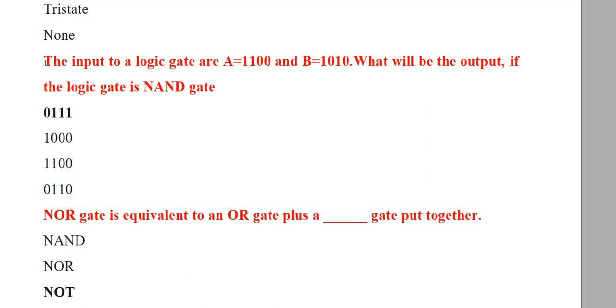Read the question properly. The input to a logic gates are. Now here A is given a 4 bit 1100 and B is given 1010. So this is also 4 bit. Two inputs are given, they both are of 4 bit value. What will be the output if the logic gate is NAND gate? So A and B are the input to a logic gate, considering that logic gate as a NAND gate. If we consider this logic gate as a NAND gate, then what is the output? How to get the output of this?